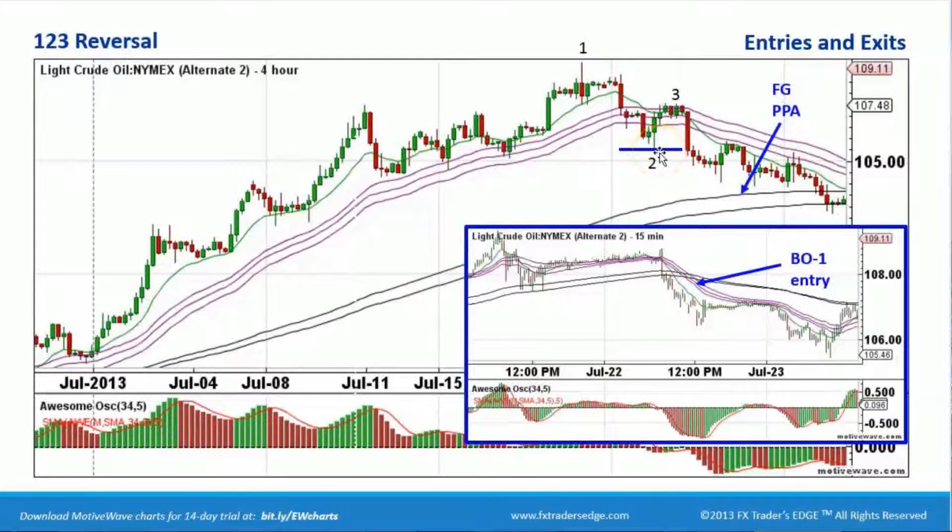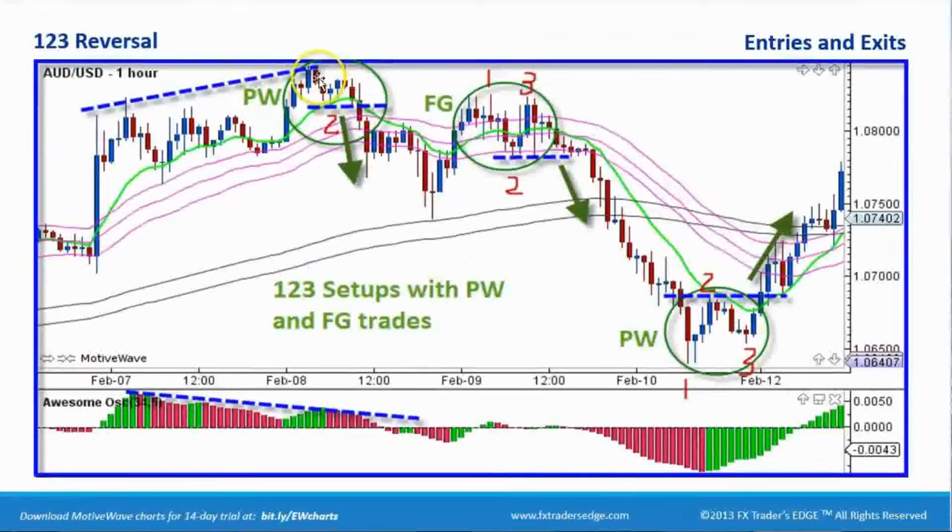The way we've learned to take the trade is to wait for price to break down through the filter for the fill the gap trade. So it is a slightly earlier entry point. Here's an example of the PW, and here is the setup for the FG. And notice how we have the 1, 2, 3 patterns setting up for the PW trade as well as for the fill the gap trade. Again, another way to skin the cat.